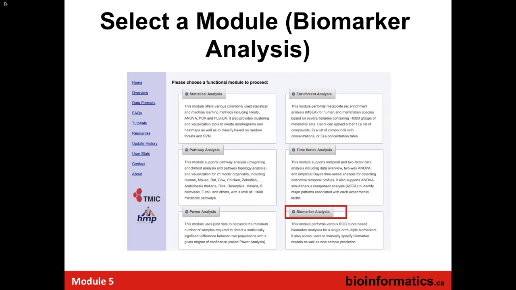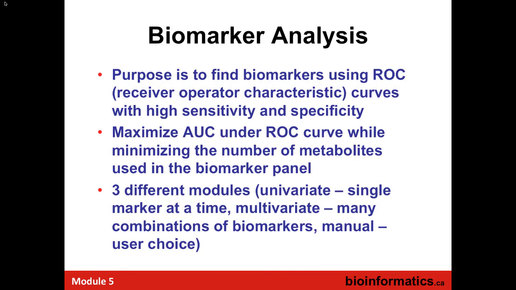Another one that you can apply is also a biomarker analysis. This is further down. And this is particularly useful given that many people are starting to use metabolites for biomarkers. Jeff talked about receiver operating characteristic curves or ROC curves. What you're trying to do with biomarkers is maximize your area under the curve, maximize the AUC, and minimize the number of metabolites in a biomarker panel.